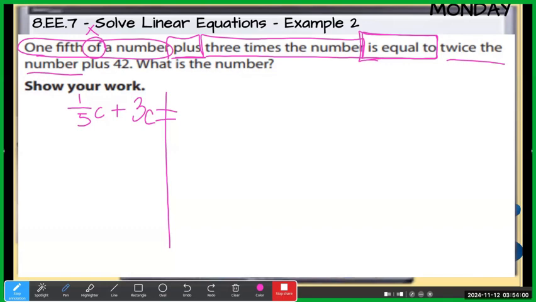Twice the number. Did I make something up? No. Did I just start putting numbers any kind of way? No. As I read, I wrote. So that's why it's important for you to know keywords, so you know what you're doing, why you're doing it, and how you're doing it.